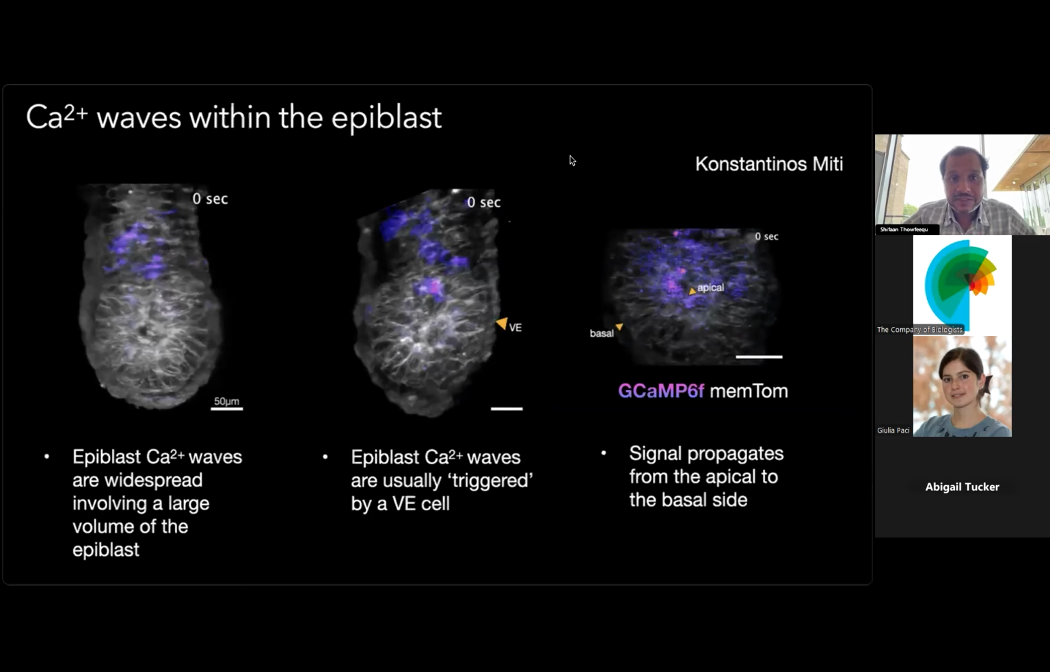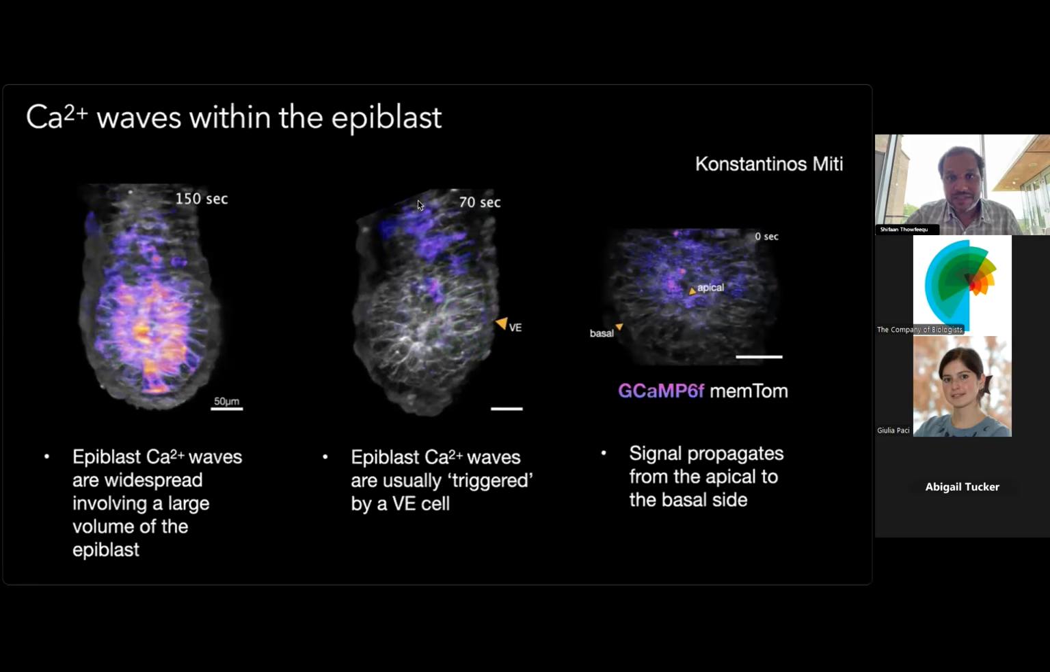And these are just highlights of a few findings that we got. For example, we found out that the epiblast waves, in fact, are very widespread and involve a large volume of the embryo, sometimes even occupying as much as 2/3 of the whole epiblast. And these epiblast waves were usually triggered by a VE cell, a VE cell that lights up before the wave, and actually it outlasts the epiblast wave.